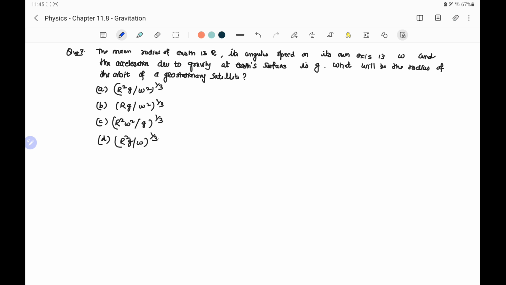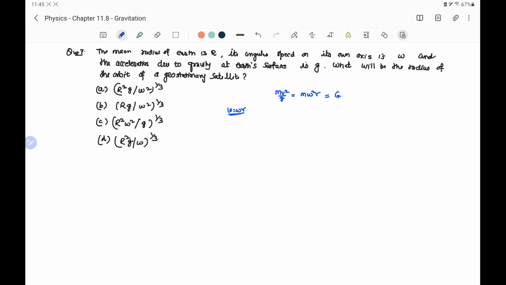Next question is, the mean radius of the Earth is R, its angular speed on its own axis is omega, and the acceleration due to gravity at Earth's surface is g. What will be the radius of the orbit of a geostationary satellite? Geostationary satellites are stationary with respect to the Earth. That means their time period, that means their angular speed, are the same as that of the Earth. So using the concept of centripetal force, which is m v square by r, this can also be written as m omega square r, because v is equal to omega r, and it will be provided by gravitational force.